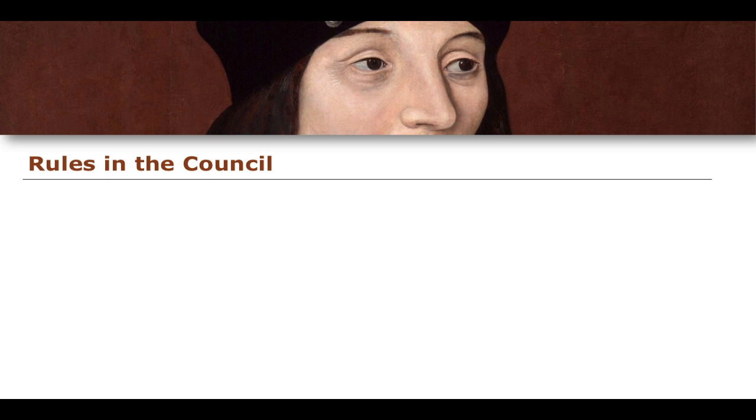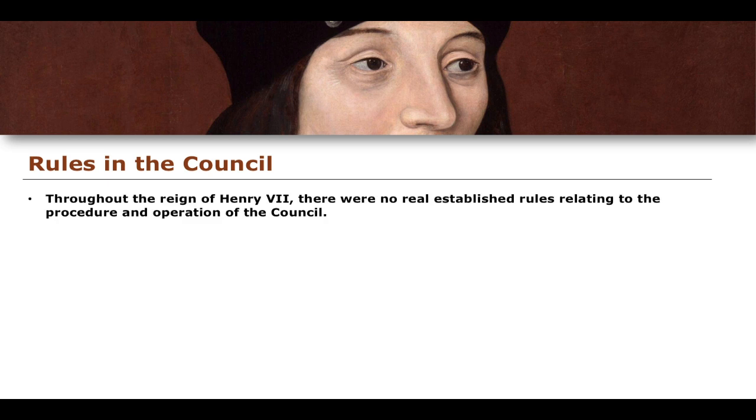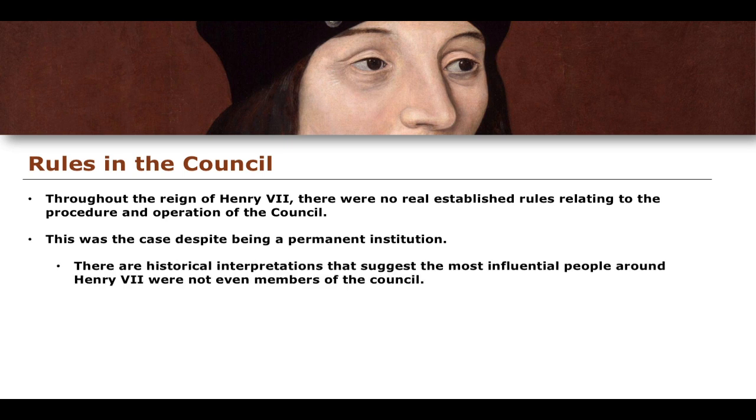When it comes to the internal workings of the council, the administration, throughout the reign of Henry VII, there were no real established rules relating to the procedure and operation. So there was not a specific set of bylaws, for example, on the internal workings and the internal affairs of the council itself. This was the case despite it being a permanent institution. So that's relatively unusual as part of the general rules of the council.